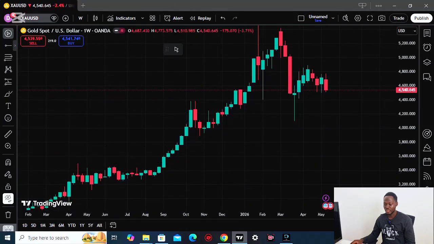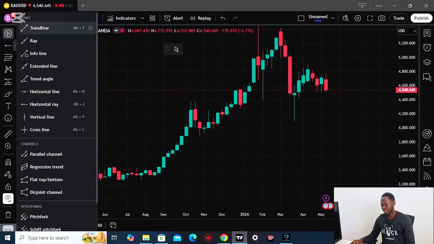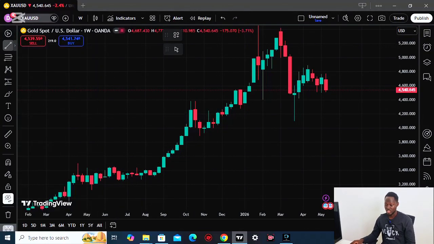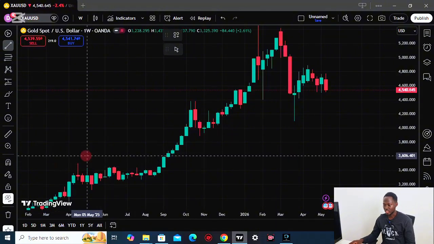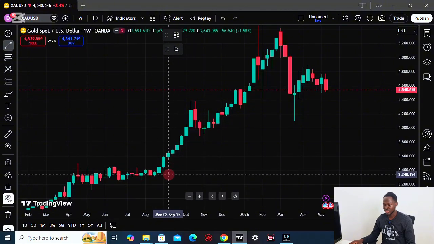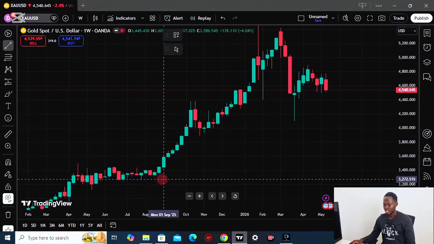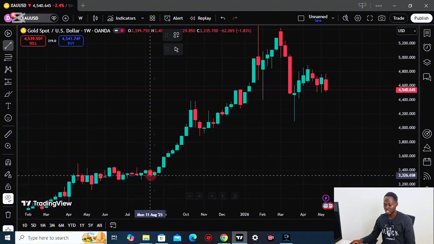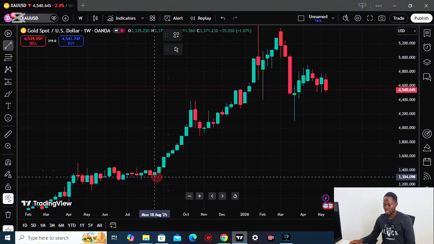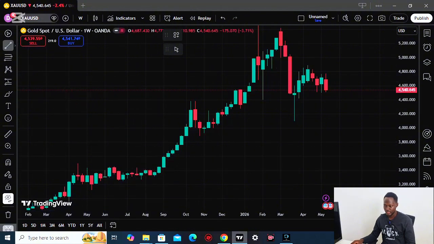So on the weekly time frame is where I draw my zones, the zones that I'm going to be looking at to make my trading decisions. So I'm going to be placing a trend line.